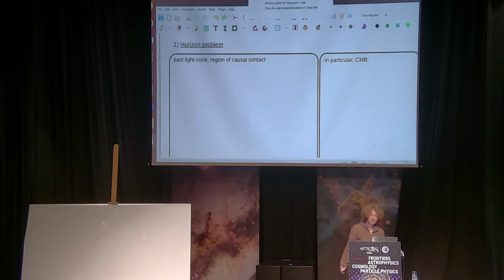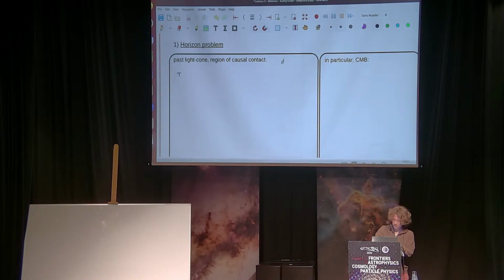So let me briefly tell you what that's about. What we want to do is we compute the past light cone, the region of causal contact. So the question is, we are here today, we observe the universe. What is the past light cone that we observe? And to do that, we introduce conformal time tau. So d tau is a dt.